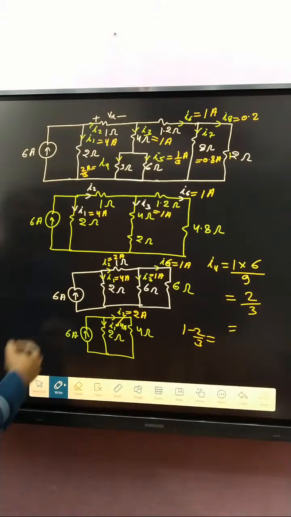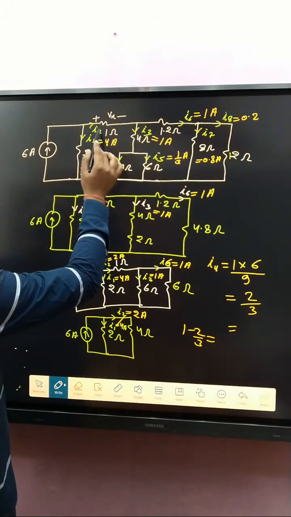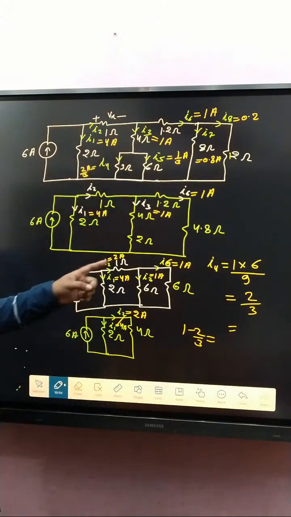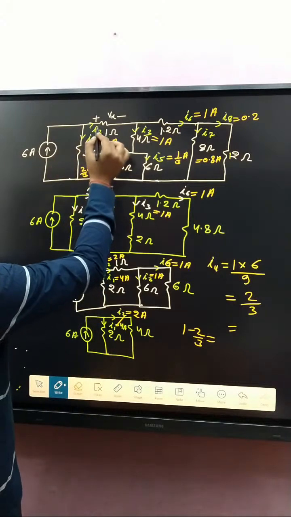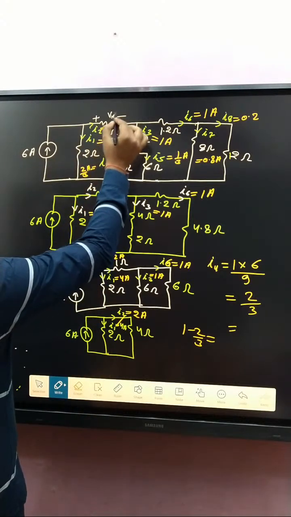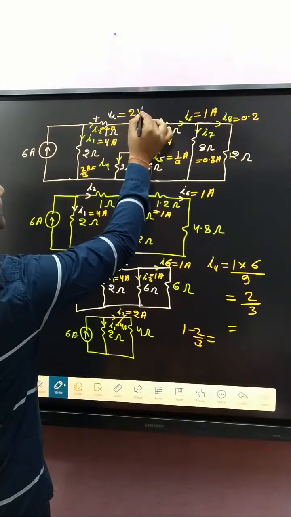And what about Vx? And what about the current in this branch? I2. I2 is how much? 2 ampere. So 2 into 1, that is how much? 2 volt.